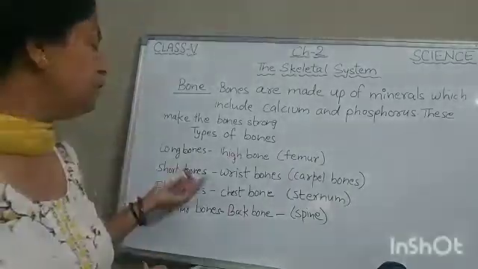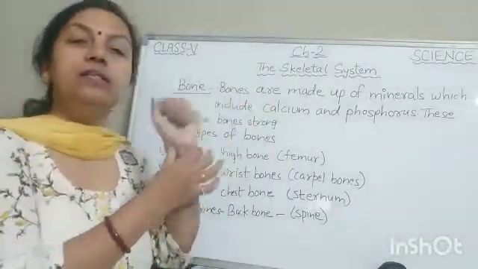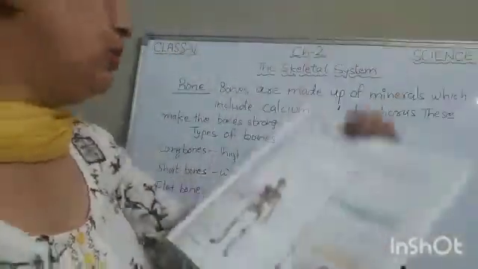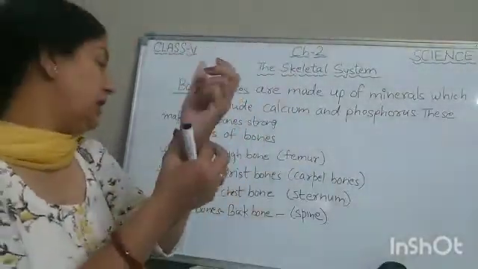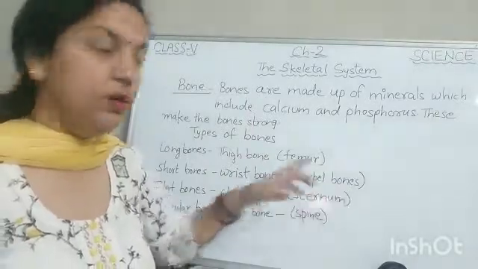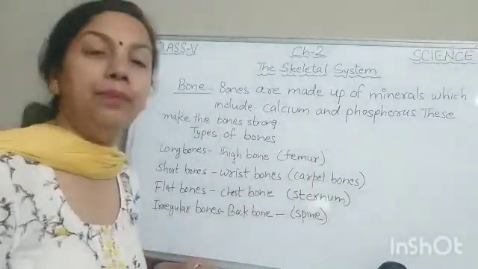Now the next one is short bones, like wrist bones. It is also given in your book. This is a long bone, the thigh bone, known as femur, and after that the short bone, that is the wrist bone. These are small bones. These are also known as carpal bones. What are they known as? Carpal.